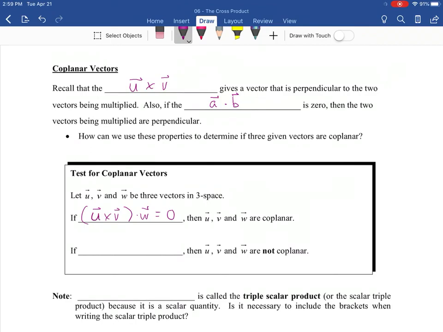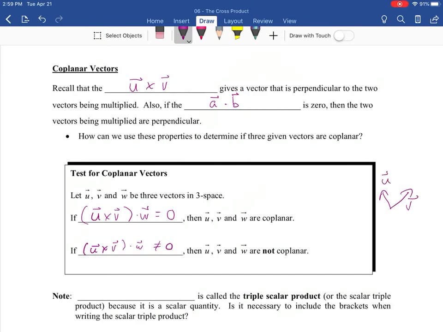So we've got this u cross v, we've got this vector sticking out of the plane. If the third vector is in the same plane as u and v, when you dot it with your thing that's perpendicular to u and v, you're going to get 0. And then the test also says, well, if u cross v dotted with w is not 0, then they're not coplanar. Let's just go over it again.